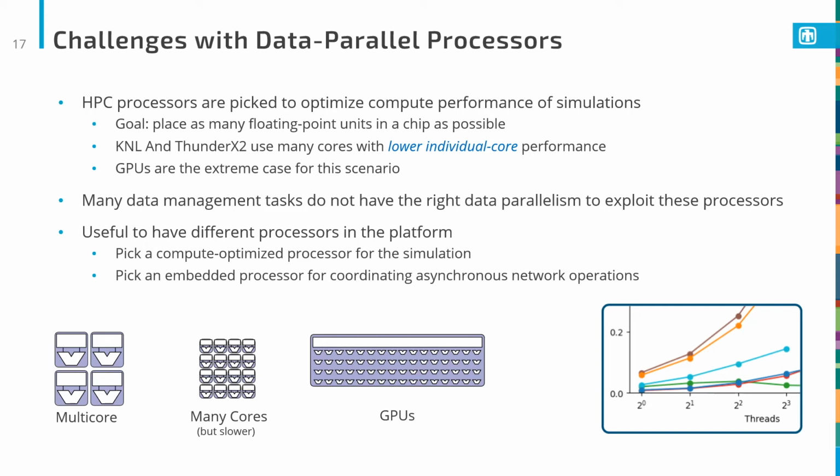The issue for people writing data management services is that our tasks generally do not have the right kind of parallelism to exploit these processors. As the HPC community continues farther down this path, we should expect data management bookkeeping services will have less room to work in future architectures. As such, I believe it's useful to include different processors in the platform. This allows us to pick compute-optimized processors for the simulation and an embedded processor for coordinating our asynchronous network operations.